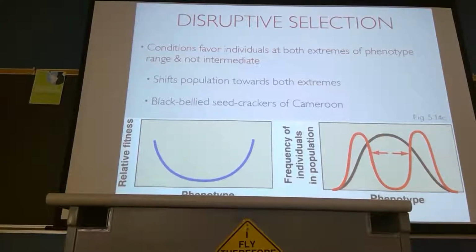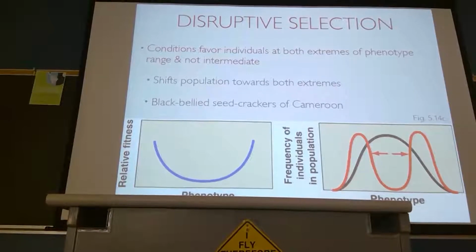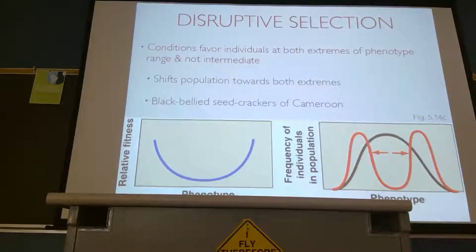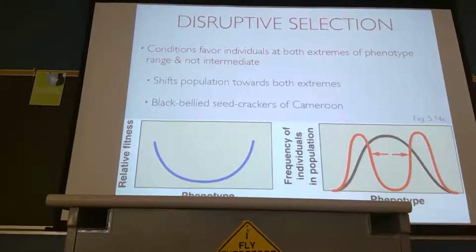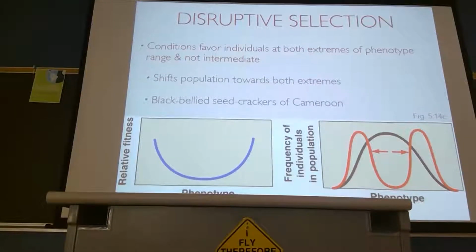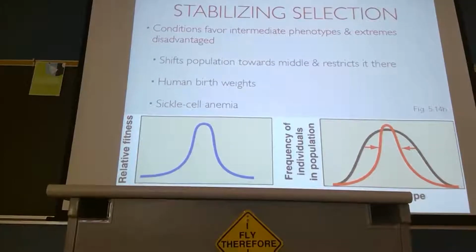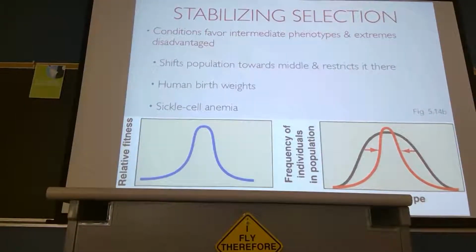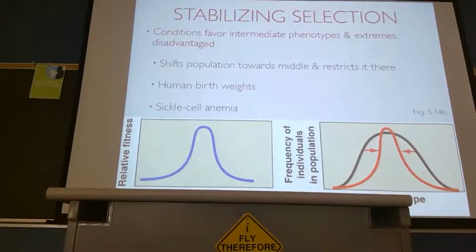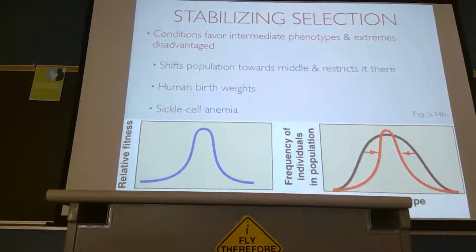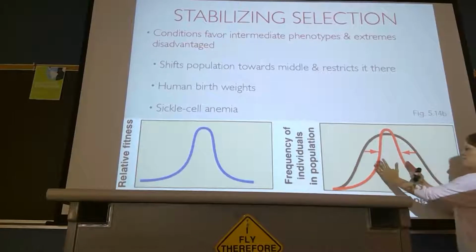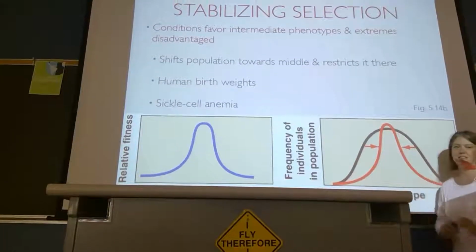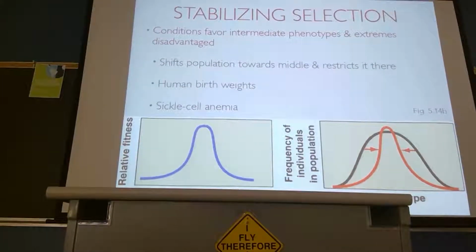Can you guess what the third type of selection is? The middle, that's right. And that's known as stabilizing selection. When the middle phenotype, the mix of phenotypes or the heterozygote, has an advantage, and everybody then starts to be compressed into that same middle phenotype, that's stabilizing selection.